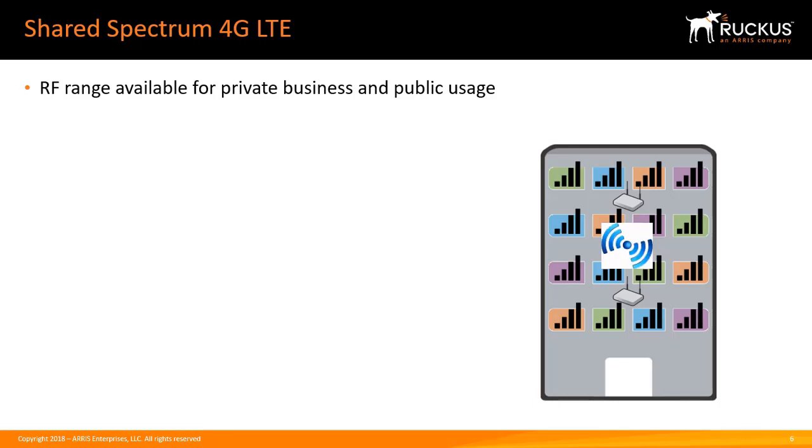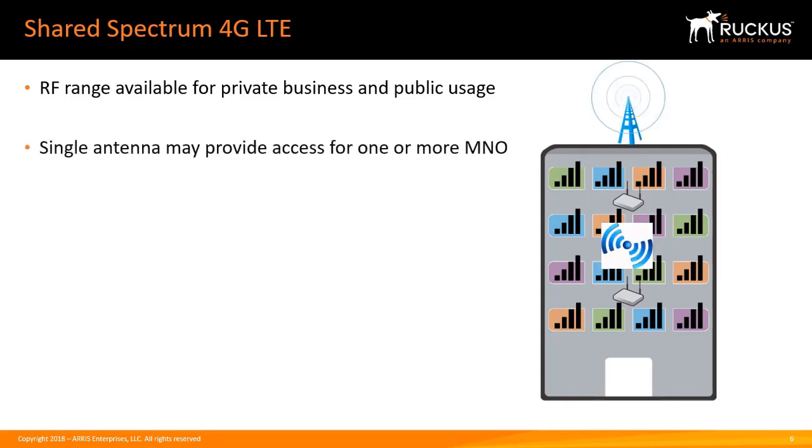Citizens Broadband uses a radio frequency range that is available for both private and free public use. It leverages technology that allows an antenna to provide a single point of access for users of multiple mobile network providers. Instead of managing several different hardware components and network infrastructures, multi-provider connectivity becomes more simplified. This provides benefits for the MNO as well as the end users.